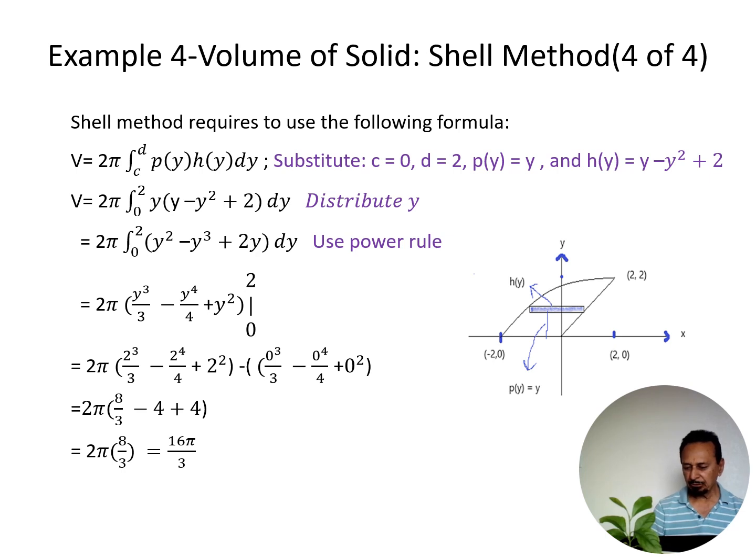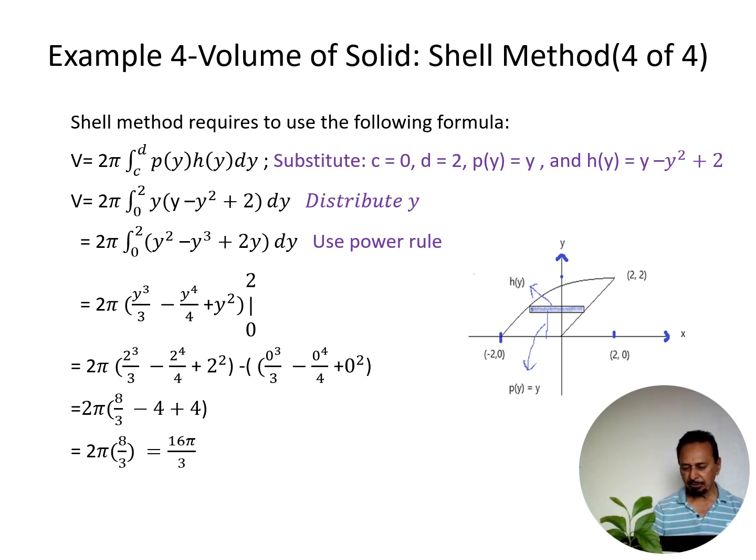The shell method requires the formula V equals 2 pi times the integral from c to d of p of y times h of y dy. Substitute c equal to 0, the lower value of y. Here y is 0, so c is 0. And here is the highest point on the region, where the y value is 2, so we use d equal to 2. p of y is the distance y, and h of y is the height of the rectangle.